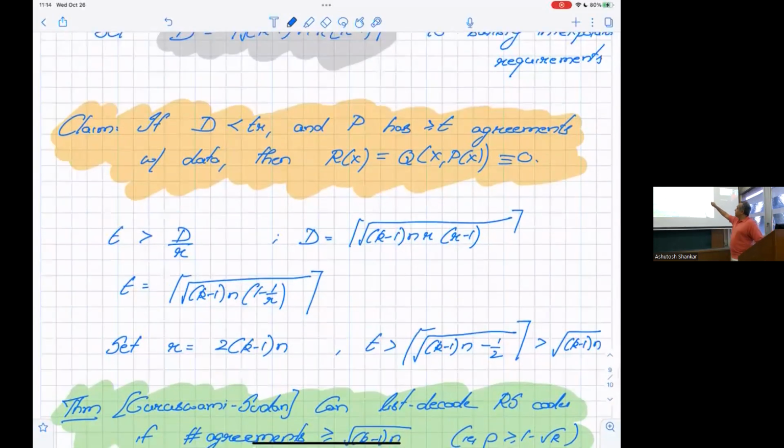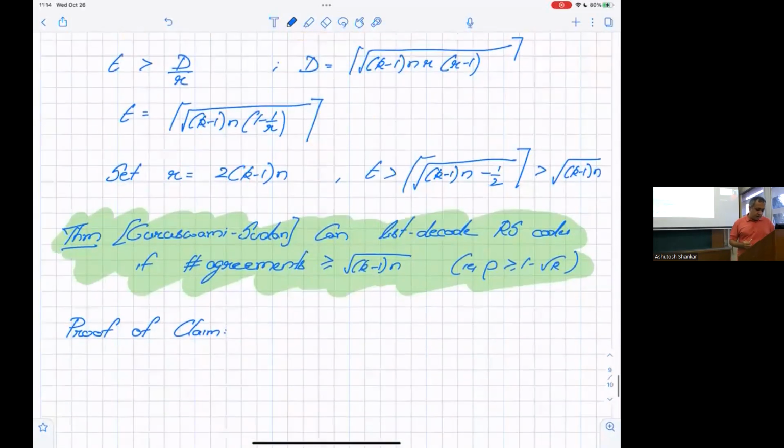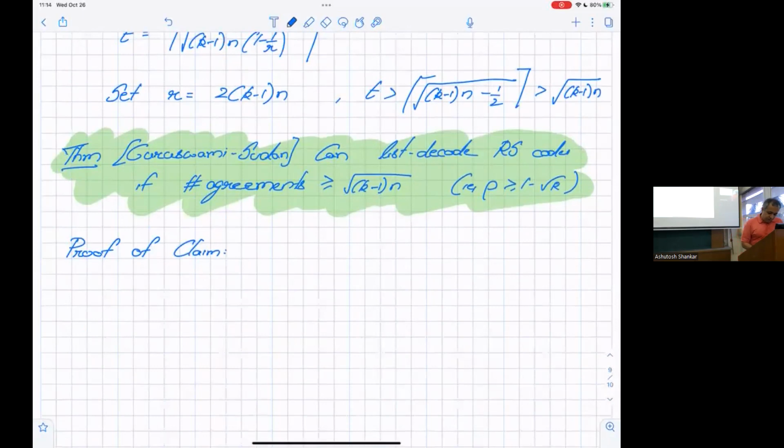The claim, what's the claim saying? The requirement on D, previously was D was less than T. Now it has become D is less than TR. The requirement on D has considerably reduced. And why is that? The proof of the claim is this. If P of alpha equals beta, let's take a data point, in this case an agreement point.